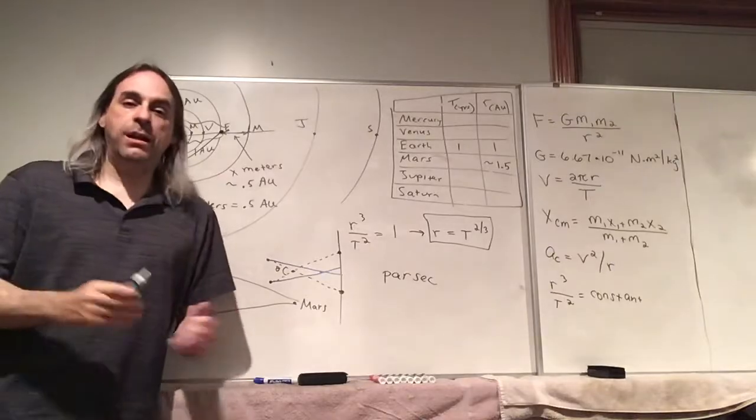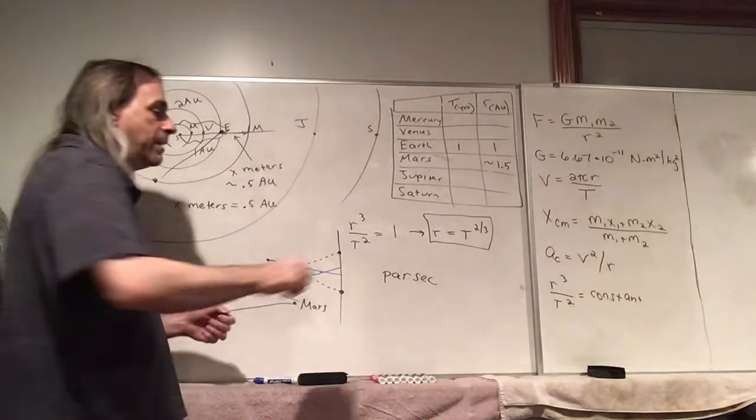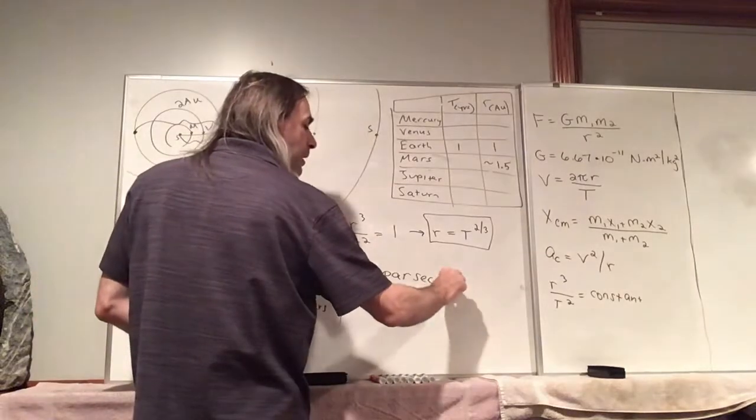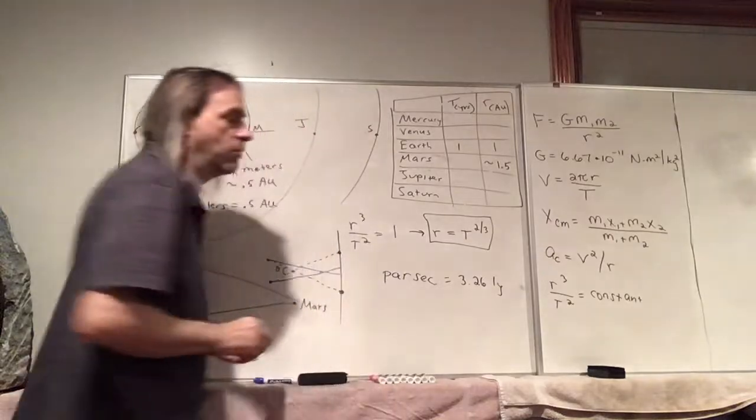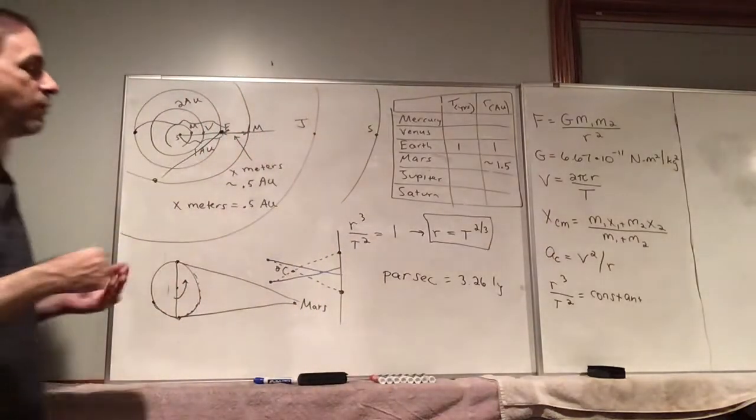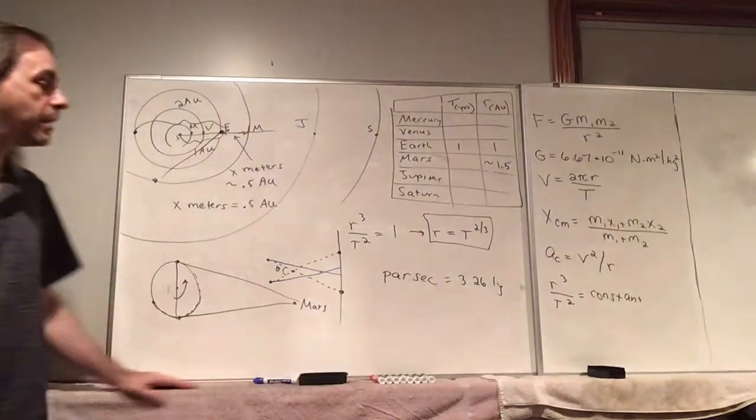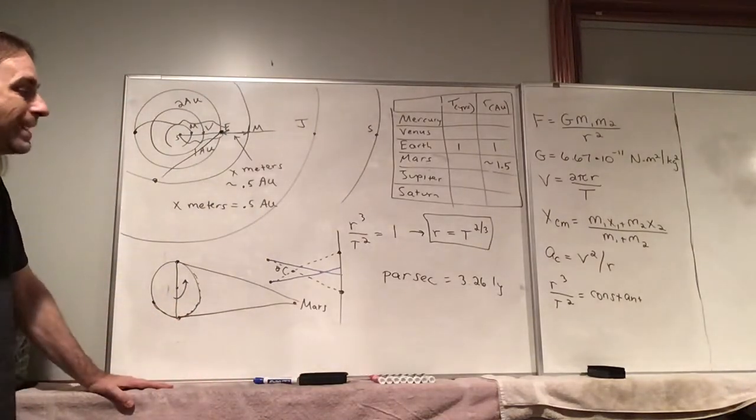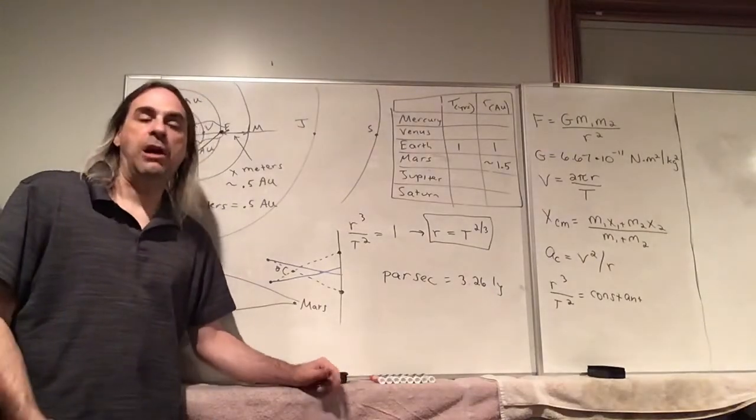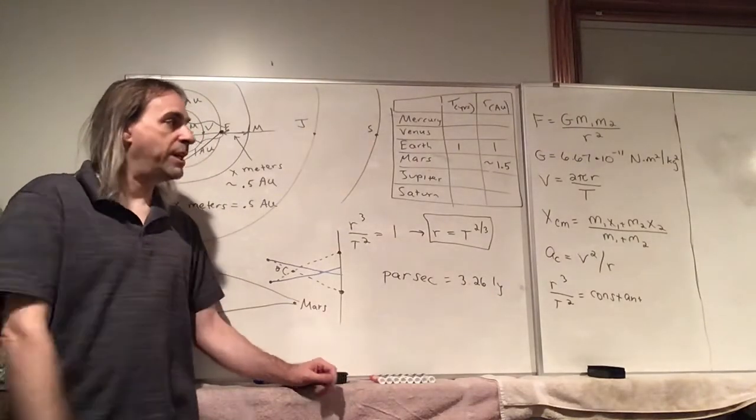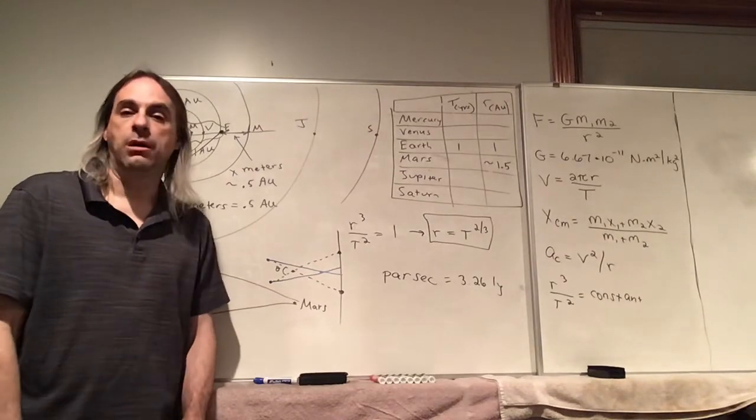And if you use that as your baseline, a parallax angle of 1 second, we call that a parsec. That's around 3.26 light years. A light year is just the distance that light travels in 1 year. So if you heard that term parsec, that's short for parallax second. Using this method of parallax, we can determine the distance to the closer stars.